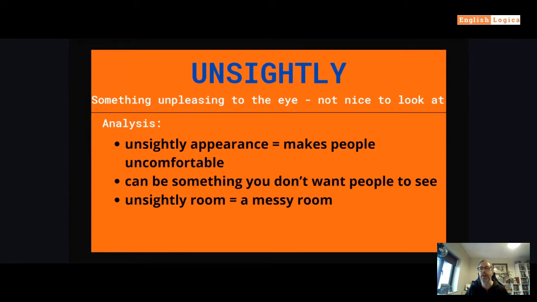Our first word is unsightly. And this is something that's unpleasing to the eye, something that's not nice to look at. If someone has an unsightly appearance, this might make people feel uncomfortable. Something that's unsightly can be something that you don't want people to see. So, for example, if you have a messy room, you would say that it's an unsightly room.